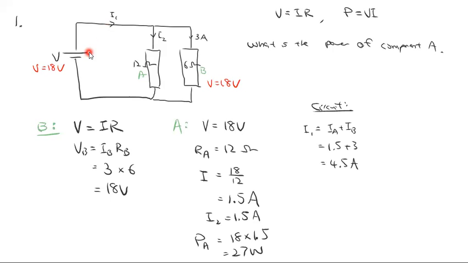But let's go further. We've worked out the current, but we also know that the voltage is 18 volts. So the resistance must equal 18 divided by 4.5, which will be 4 ohms.